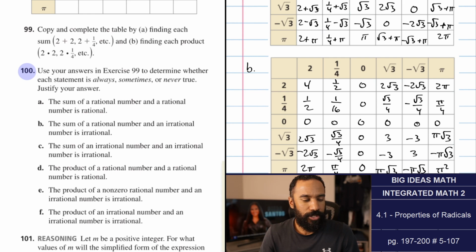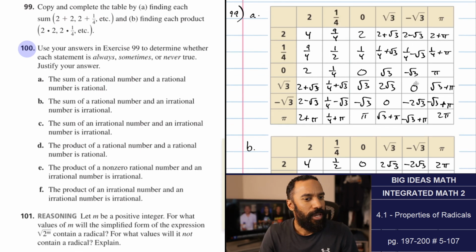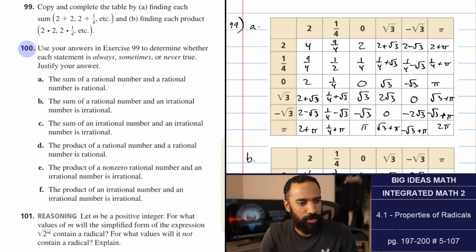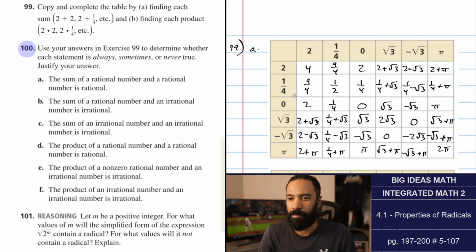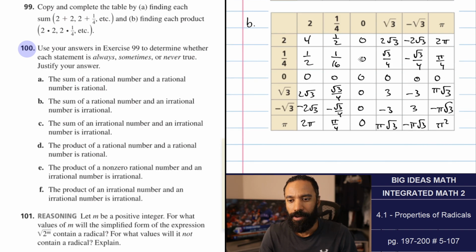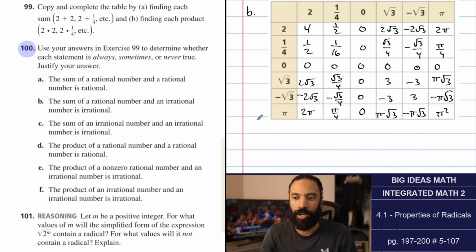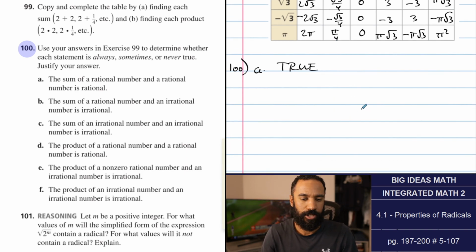100. Use your answers in exercise 99 to determine whether each statement, this is why we did this, is always, sometimes, or never true. Justify your answer. A. The sum of a rational number and a rational number is rational. True. I don't want to justify it. Guys, I'm not going to justify them, well, unless I feel a need to. I'm not going to type it out. True. Rational plus a rational is rational.